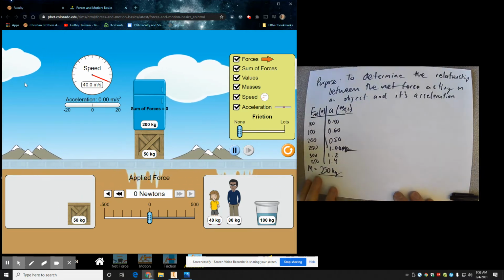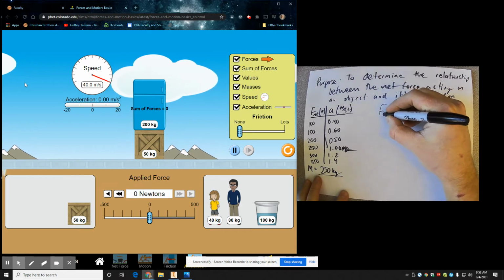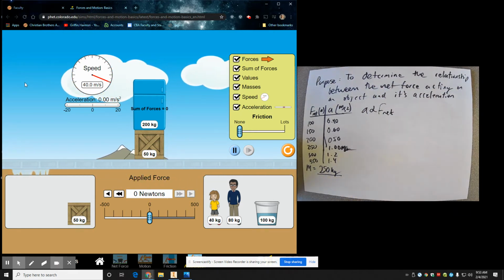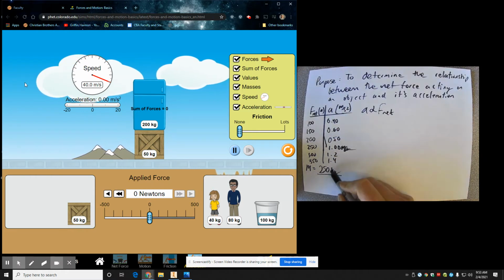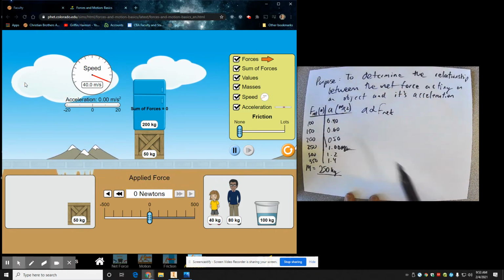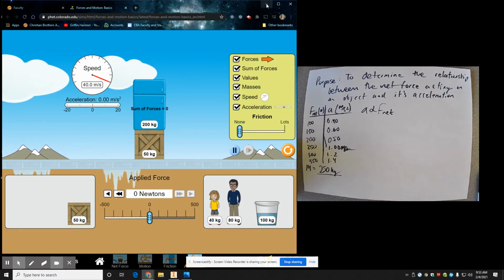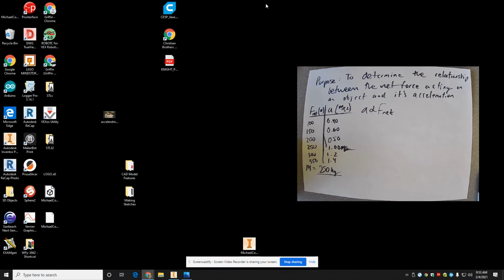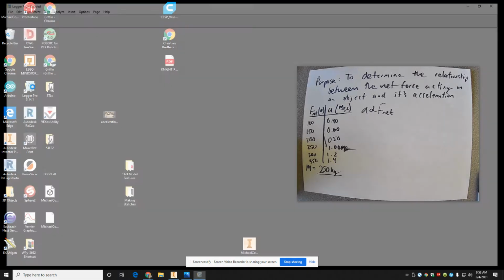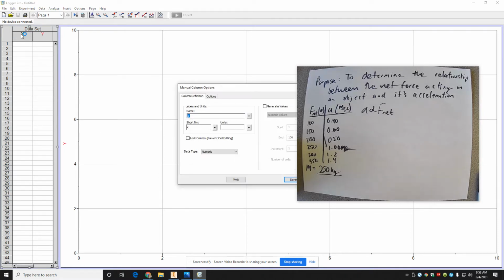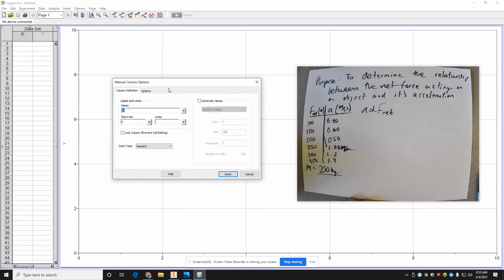As we applied more force, we already see that acceleration is directly proportional to F net. The thing we measured was acceleration, and that ends up being directly proportional to the net force. So that's good. Now, let's go to Logger Pro. We're going to start putting in our data here.